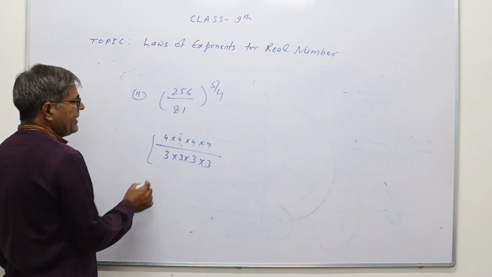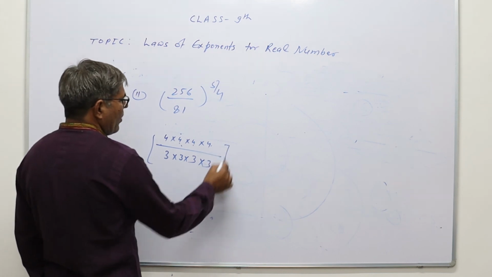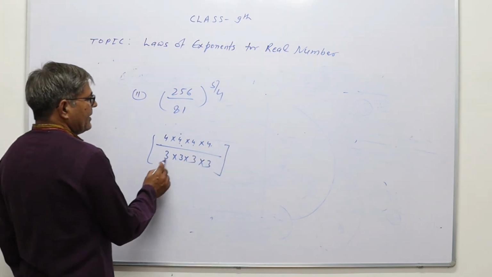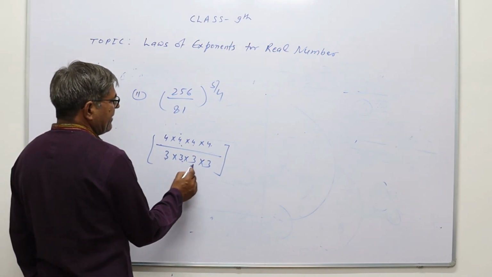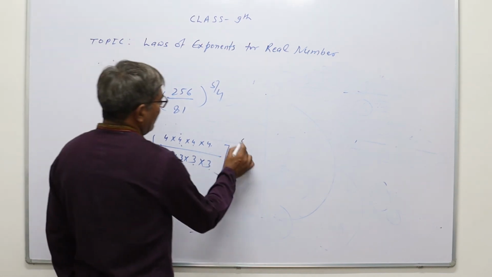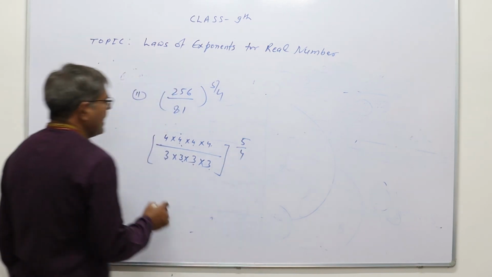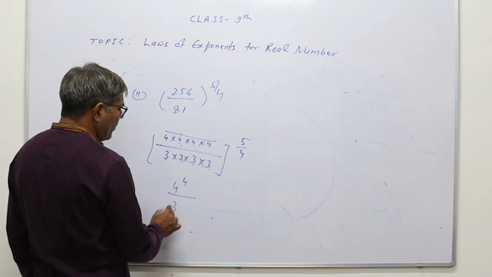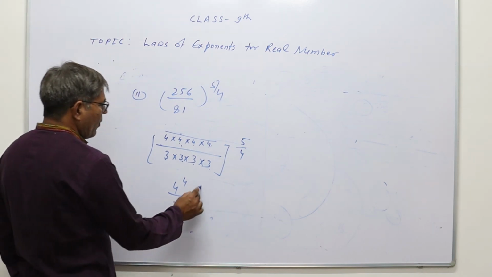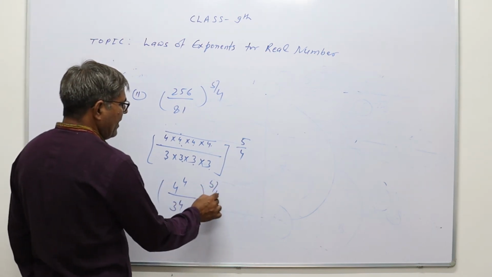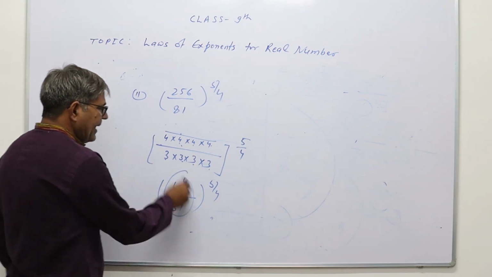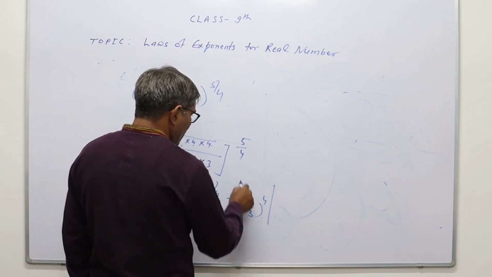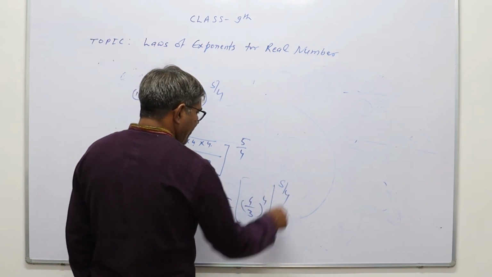So 256 can be written as 4 multiplied by itself 4 times, and 81 as 3 into 3 is 9, 9 threes are 27, 27 threes are 81, and whole power 5 by 4 as it is. Now this can be written as 4 raised to the power 4 whole upon 3 raised to the power 4 whole to the power 5 by 4. Now this can be written as 4 upon 3 whole power 4 whole power 5 by 4.